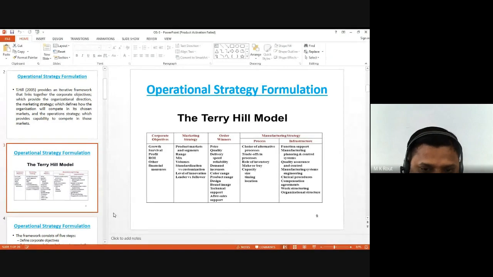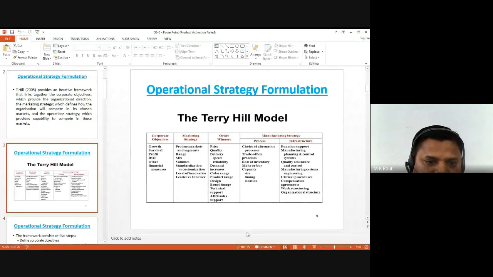But in marketing strategy, you must go for order winners, which basically include price, quality, delivery speed, and reliability. The next is demand increase in case of product. The next is color range. The next one is your product range. The next is design, brand image, then technical support, and after sales support.